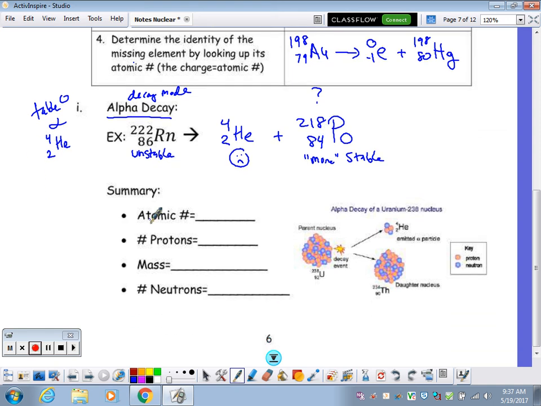In the summary, the atomic number will always decrease by 2. Comparing the new structure to the original structure, the new structure will always have 2 fewer protons. Therefore, the number of protons decreases. Notice the mass: the alpha particle takes 4 AMUs with it, so the new structure's mass will always be 4 AMUs less than the original. So the mass decreases by 4 AMUs.